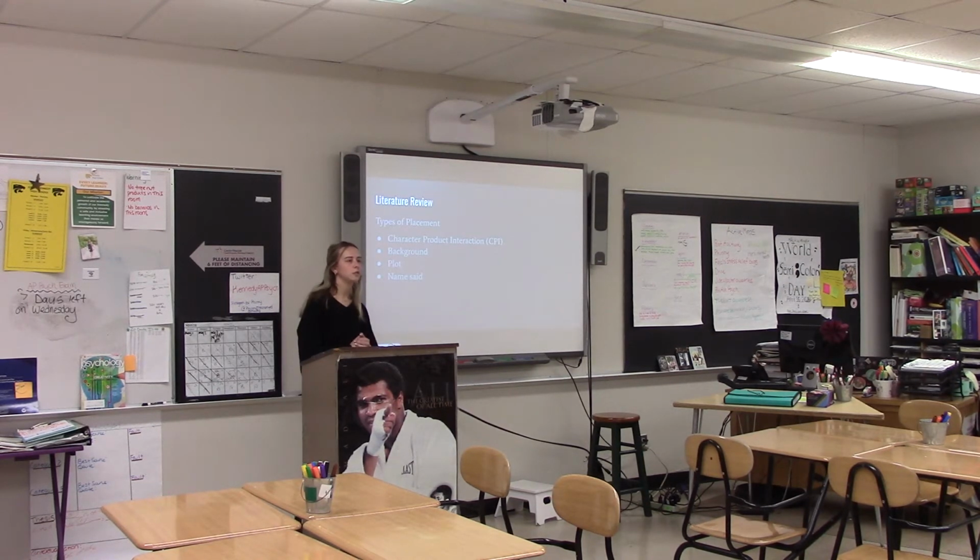So for my literature review, I focused on three main factors. The first one was the different types of placement. Throughout research, I found out that the prominence of the products on the screen was correlated to the effectiveness of that product and influenced future purchase consumption. There were four main types of product placement within the industry. First of all, there is character product interaction, or CPI, background placement, incorporated within the plot, or the brand name being said. And character product interaction proved to be the most prominent and the most effective throughout the industry.